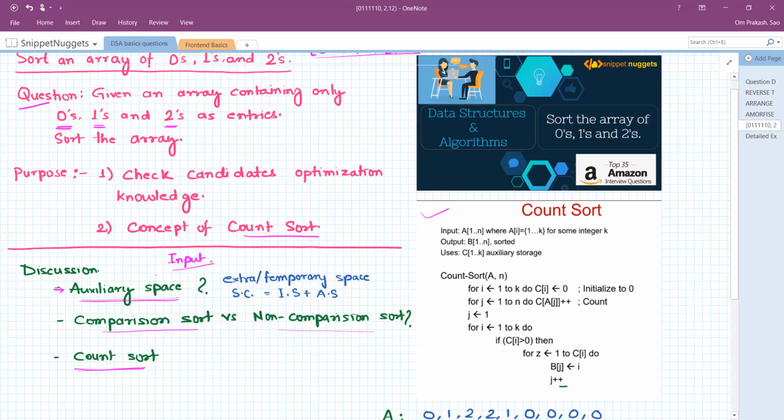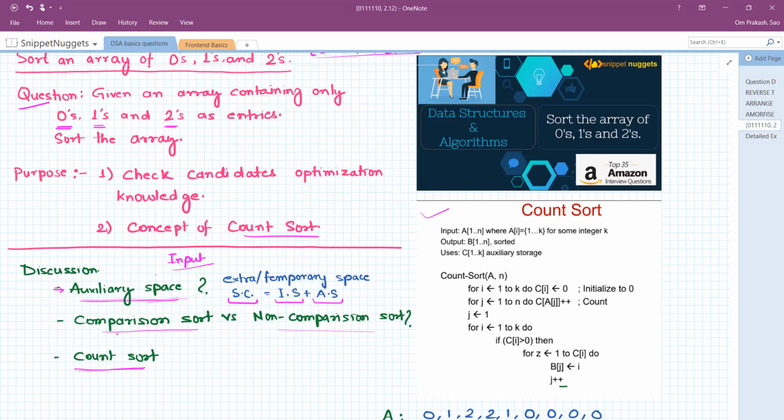Let me repeat in very simple language. Any extra space or temporary space requirement is auxiliary space. So the whole space complexity of an algorithm is input space taken plus auxiliary space taken by that algorithm. In counting sort, we will be using one extra array, so that would be our auxiliary space.